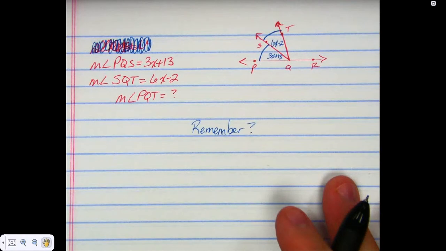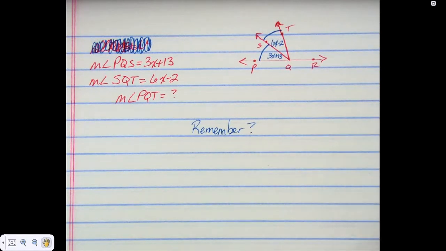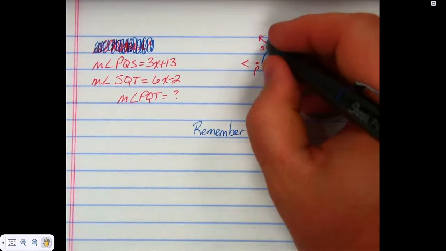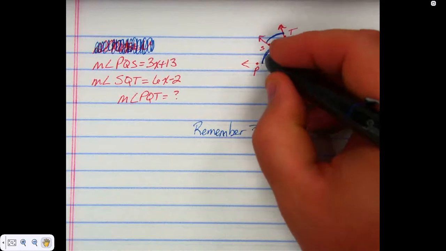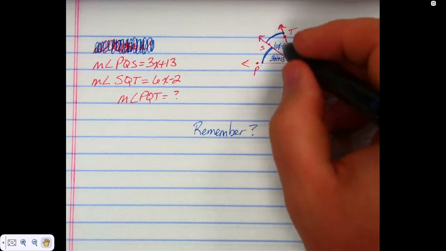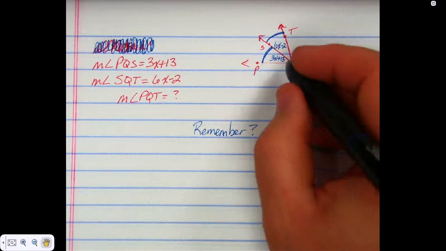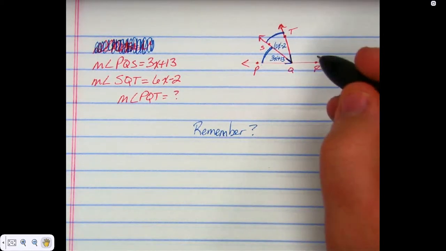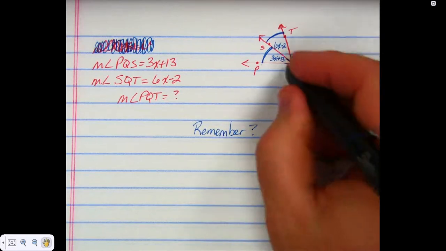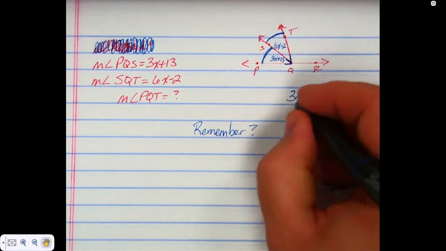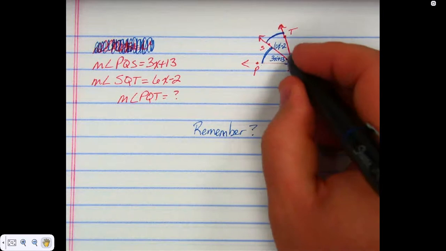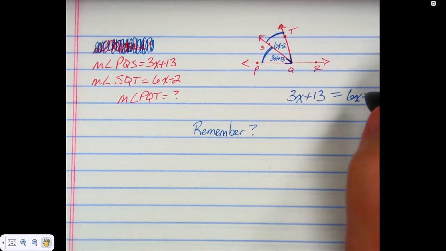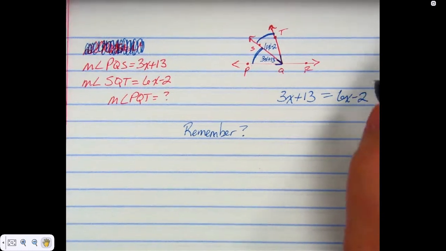So, is there anything that is equal here? Didn't we just say that this is the same measure as that? Do we have something that represents each of those angles? Yes. So basically, I could say this angle is equal to that angle, is it not? What is this angle? This is 3x plus 13. And we're saying it's equal to this angle. What's that angle? 6x minus 2. Is that a valid equation from the information that's given to me? Yes, absolutely it is.